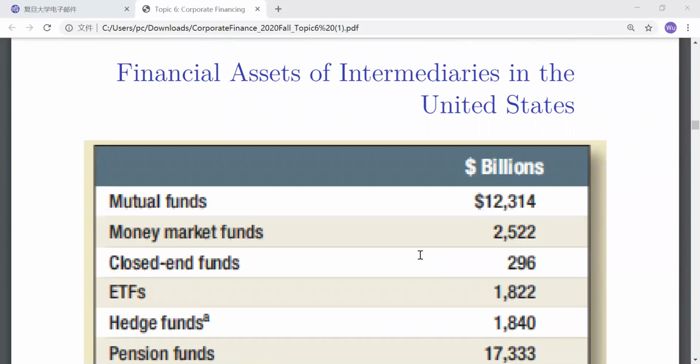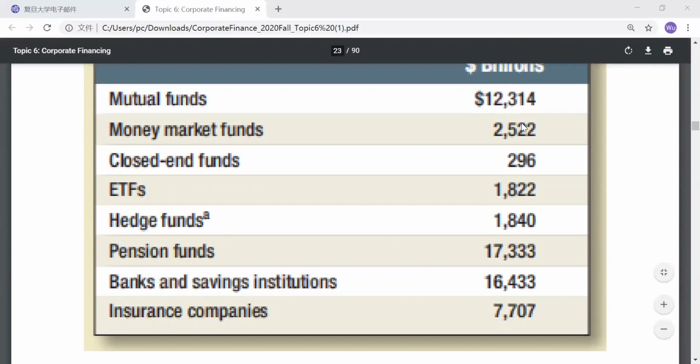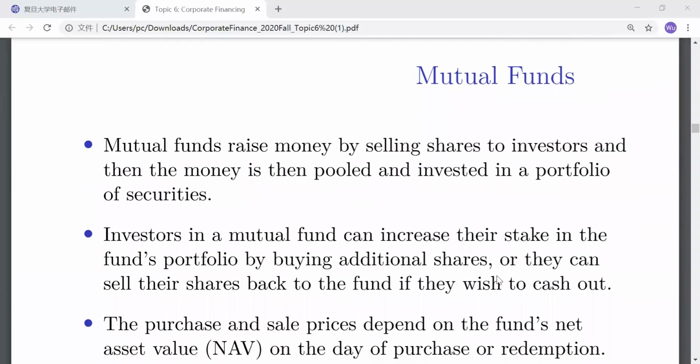So this is the financial assets of intermediaries in the United States. You can see the biggest goes to pension funds, and then the next is banks and savings institutions. Mutual funds is the third one. Right? Insurance companies are the next one. So now let's talk about different intermediaries.